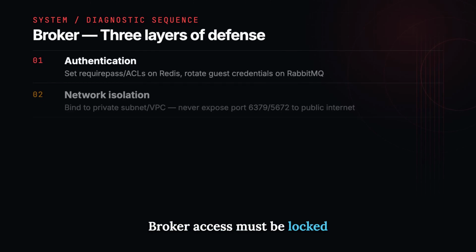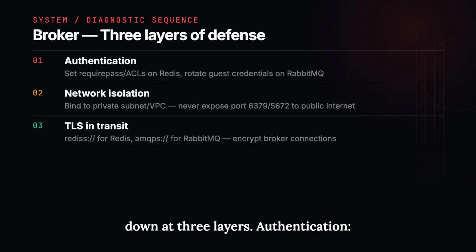Broker access must be locked down at 3 layers. Authentication: Redis without requirepass and RabbitMQ with default guest credentials are instantly exploitable if reachable from outside. Network isolation: bind the broker to a private subnet or VPC and never expose port 6379 or 5672 to the public internet. TLS in transit: both Redis and RabbitMQ support TLS, use it whenever the broker and worker traverse a network you do not fully control.